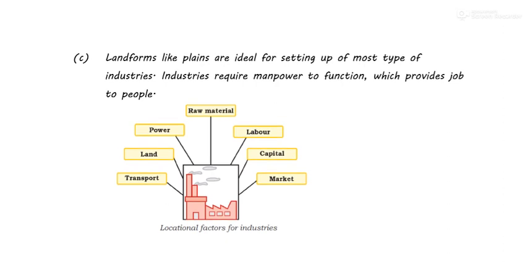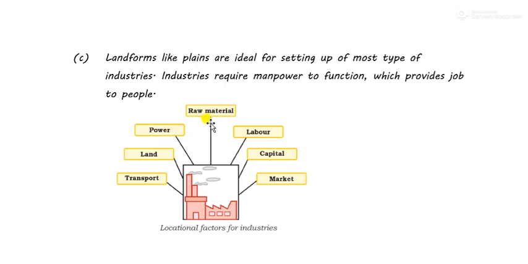Now the third point is that landforms like plains are ideal for setting up of most types of industries. Now how is this relatable to our topic? This is because in plains we can find mostly all of the resources that are required to build an industry or a factory. Now, what are the resources that are required to build an industry? They are raw materials, labor, capital, market, transport, land, and lastly power.